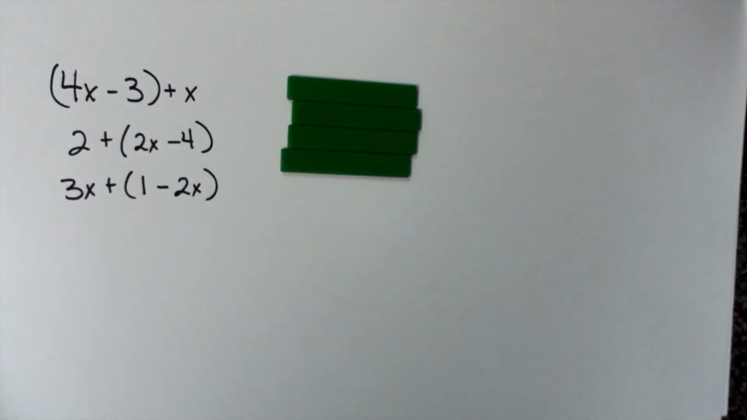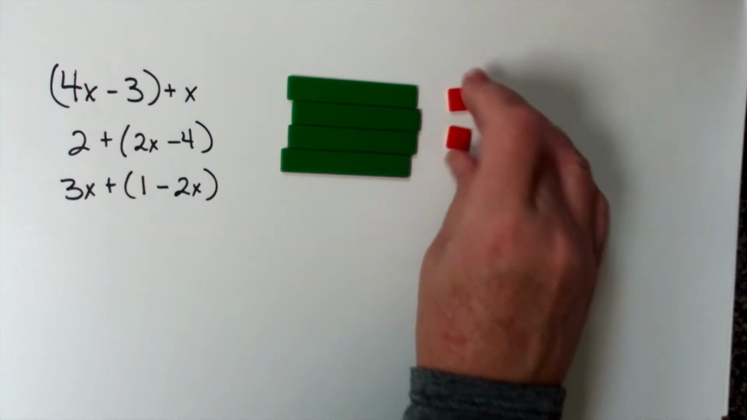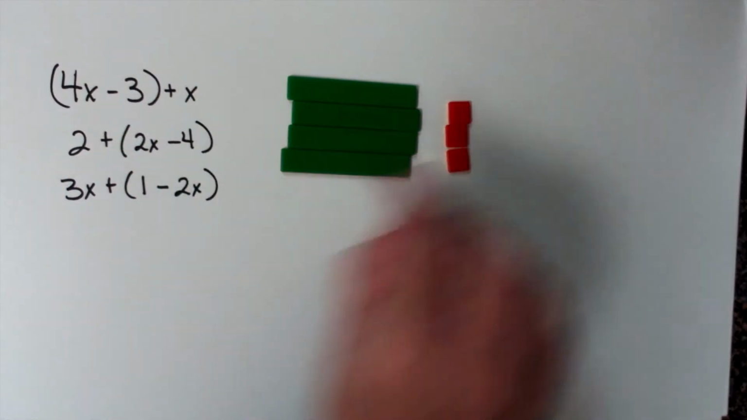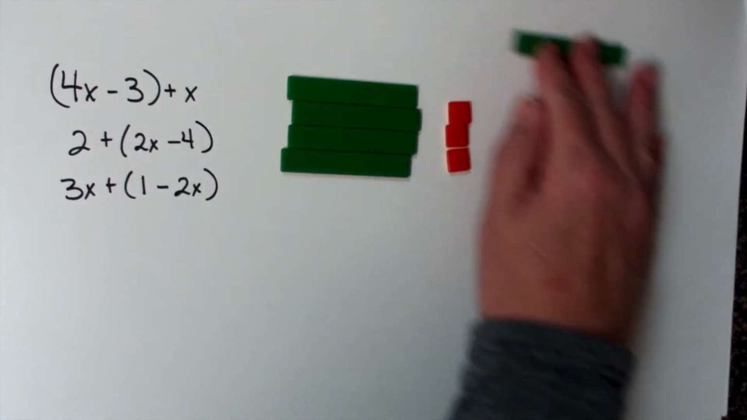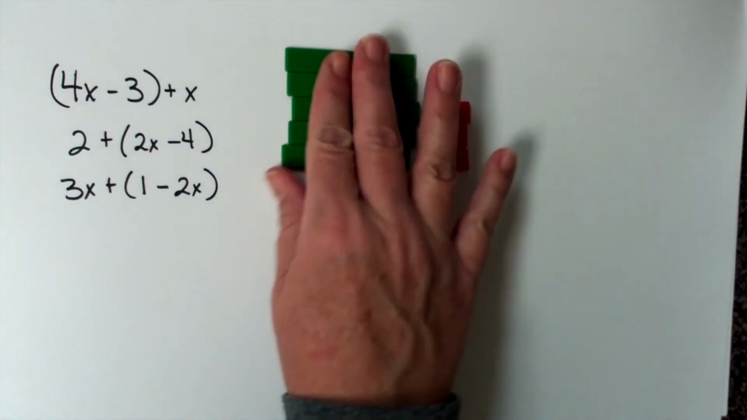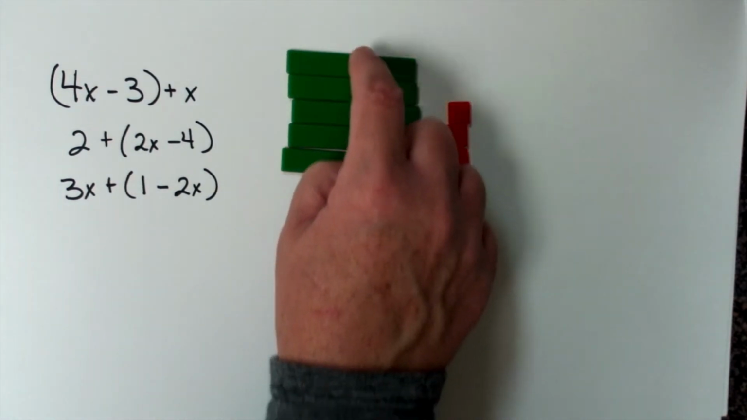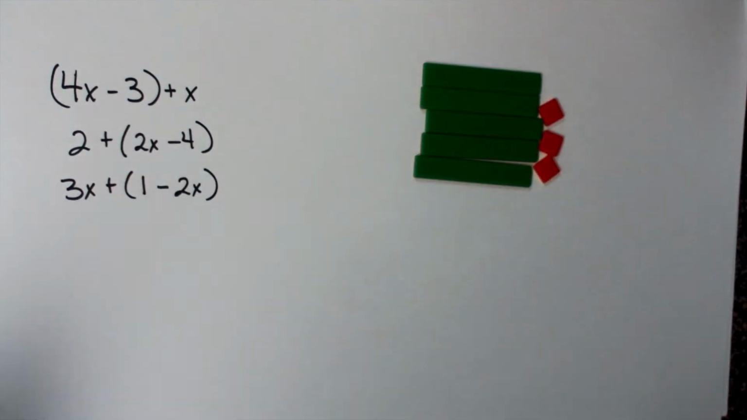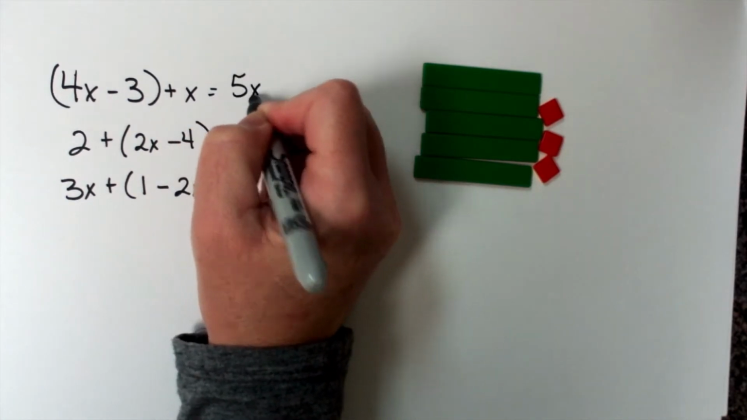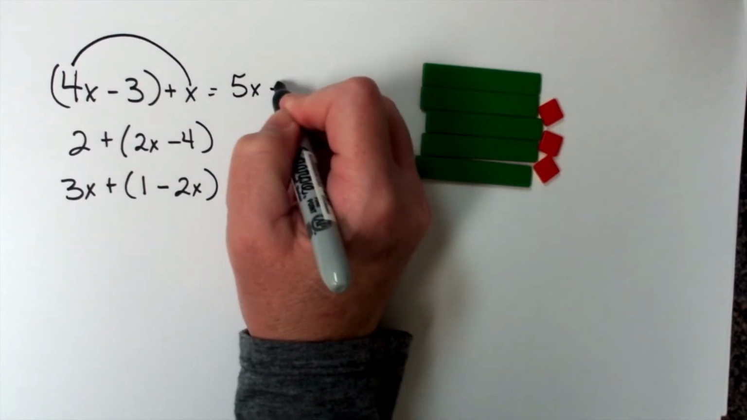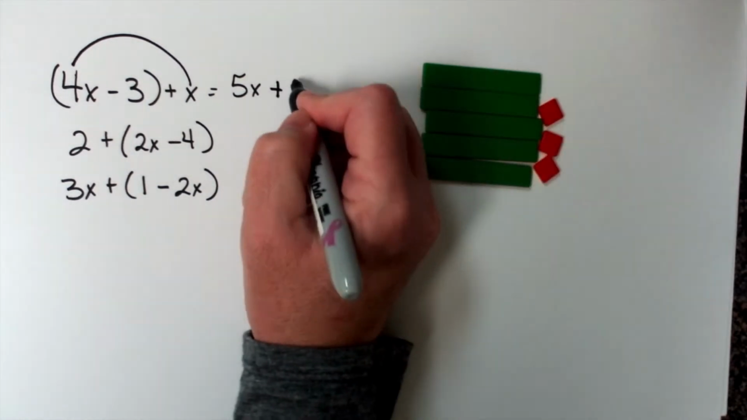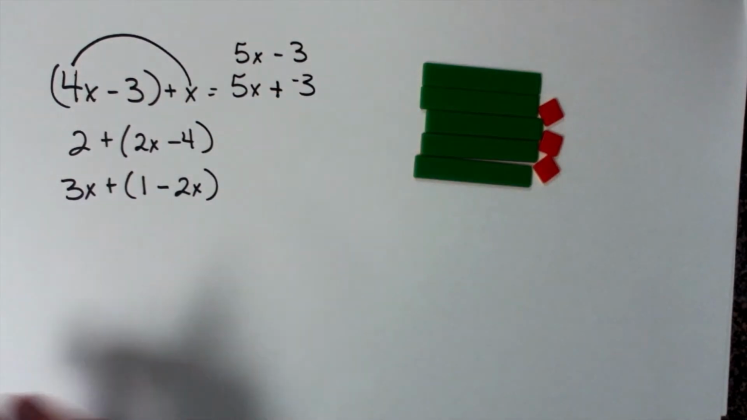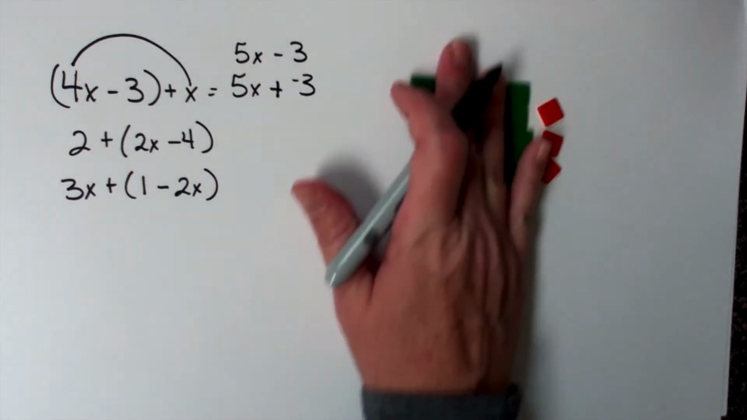Subtract 3 could be negative 3. And then we've got an x. So do I have any like terms here? Of course I do. This is the same as this one. And now I have 1, 2, 3, 4, 5x. Subtract 3. So when I write this again, it's going to be 5x, because these are the same, plus, in this case, I can say negative 3, or I can say 5x subtract 3. Either way works. Let's do another one.